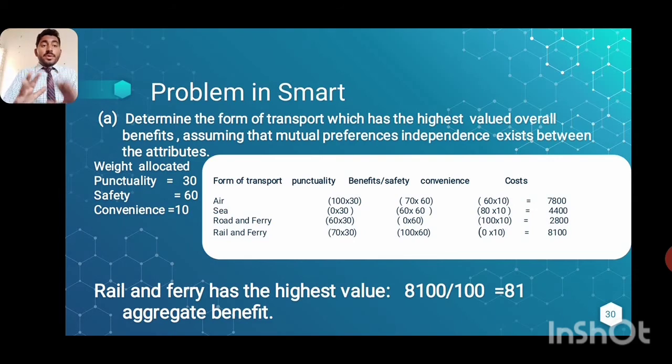The totals will be 7,800 for air, 4,400 for sea, road and ferry is 2,800, and rail and ferry has got 8,100. That's why rail and ferry has the highest value, with an aggregate benefit of 81.